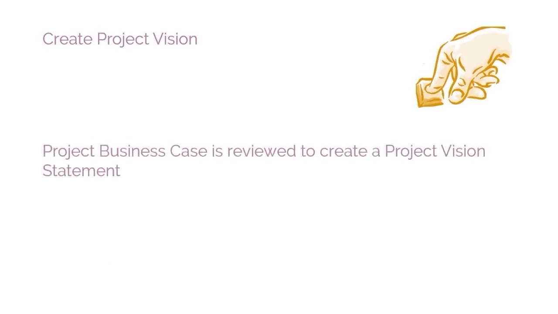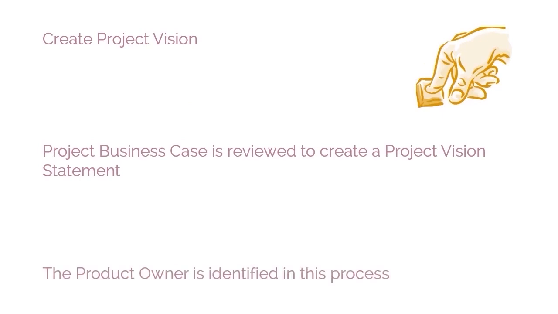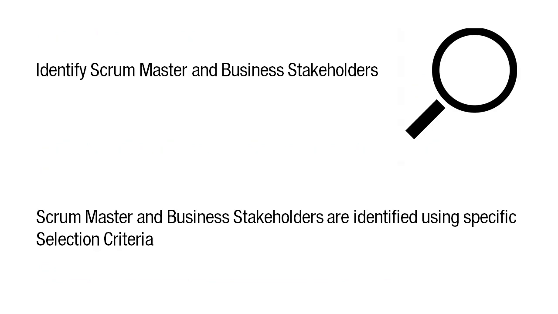The first process in this phase is the create project vision. In this process, the project business case is reviewed to create a project vision statement that will serve as the inspiration and provide focus for the entire project. The product owner is identified in this process. The second process is the identify Scrum Master and business stakeholders. In this process, the Scrum Master and business stakeholders are identified using specific selection criteria.